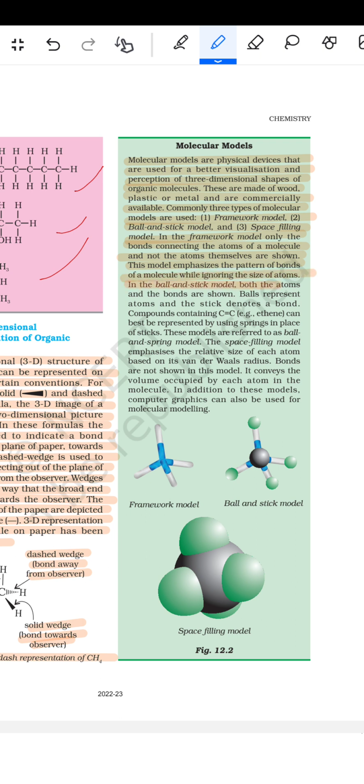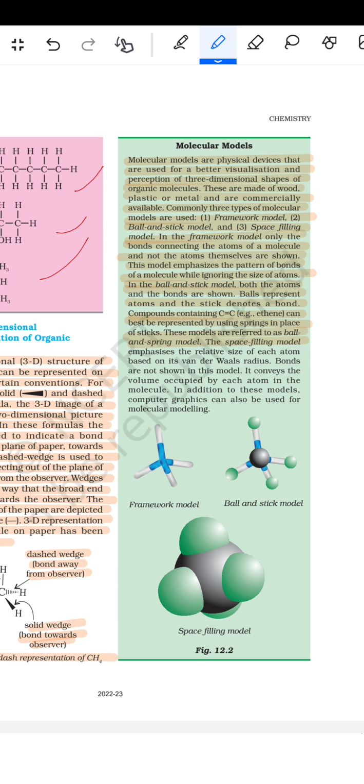In the ball and stick model, both the atoms and the bonds are shown. Balls represent atoms and the sticks denote bonds. Compounds containing the C=C, like ethene, can be best represented by using springs in place of the sticks. These models are referred to as ball and spring models.